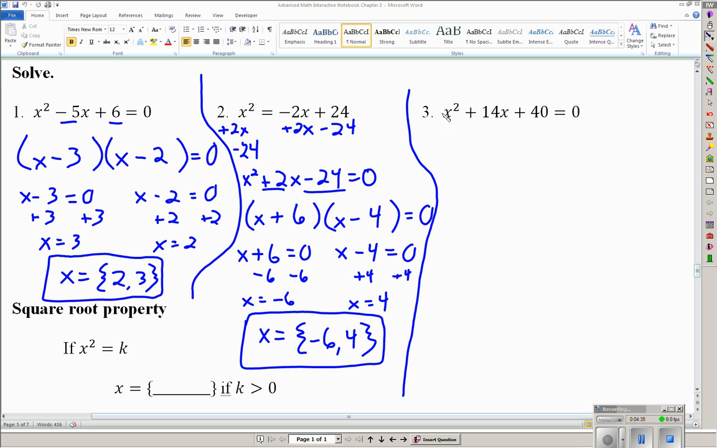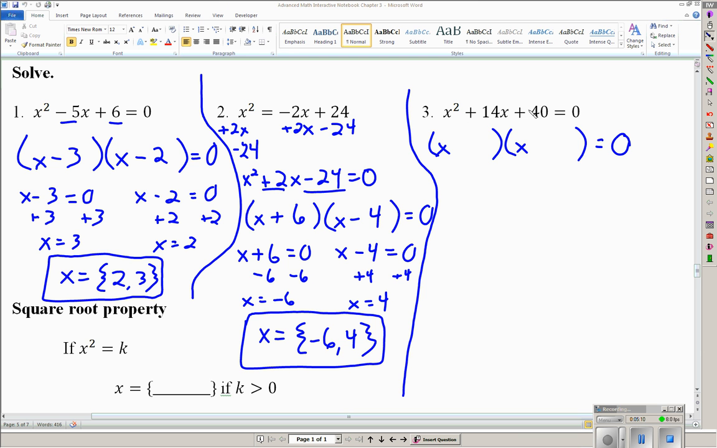Number 3, x squared plus 14x plus 40 equals 0. Everything's already on one side, so let's try factoring it. Remember, they don't always factor, and if they don't factor, we'll have to try another method. So far, these all factor, but you're going to have to check and make sure, because if it doesn't factor, you're going to have to try one of the other methods. So x squared becomes x and x. And are there numbers that multiply to get 40 and add to get 14?